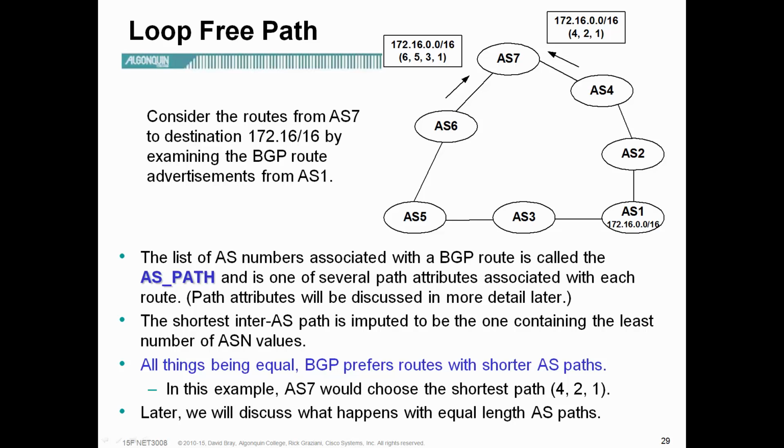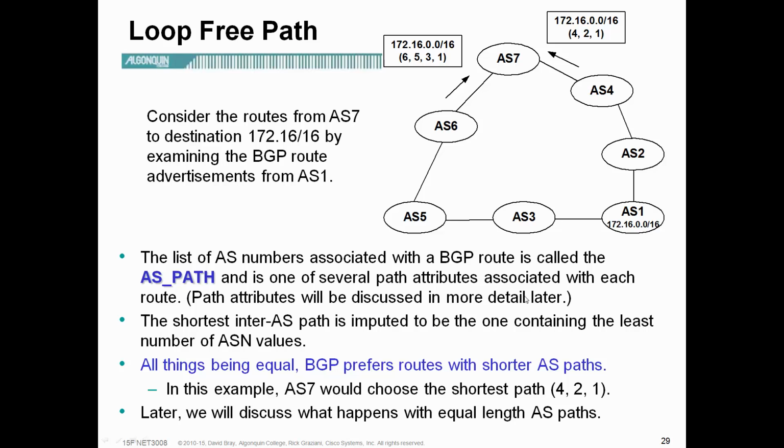So here's a more detailed example. Consider the routes from AS7, which is at the very top here, to reach destination 172.16.0.0/16 down in the bottom right at AS1. Okay, so we're going to look at the BGP route advertisements from AS1 upwards.